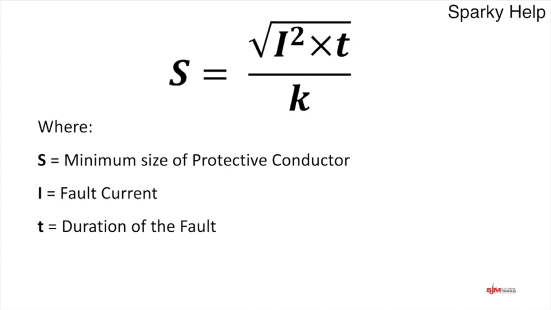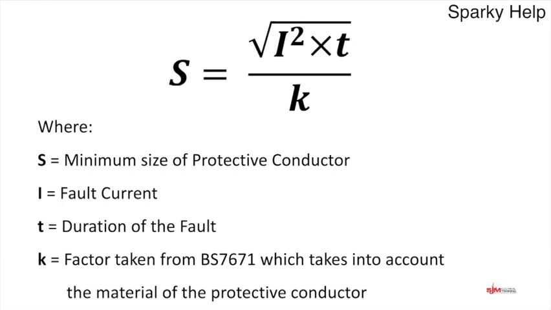passing through it. And K is a factor, it's just a figure, it doesn't really have a unit, but it's based on the temperature coefficient and the resistivity of the material of the earth, of what that is made of, so whether it be copper, steel, aluminium or something completely different. And these are just figures that we find within BS7671 from chapter 54.